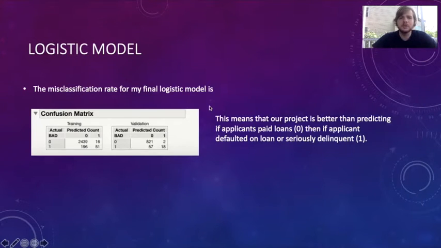This is the misclassification rate for my final logistic model. And we can also see that our model is better at predicting if applicants paid a loan than if applicants defaulted on a loan. And as mentioned before, you guys could do that by doing 821 divided by 823 and 18 divided by the sum of this.